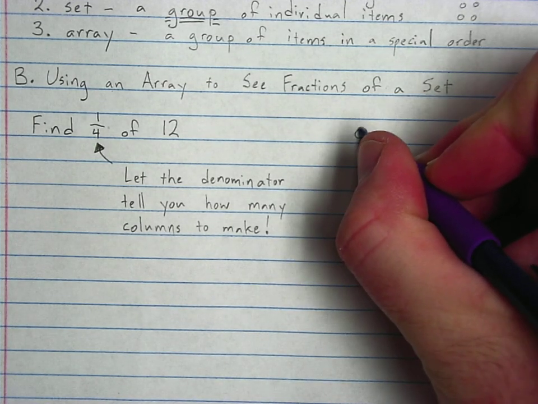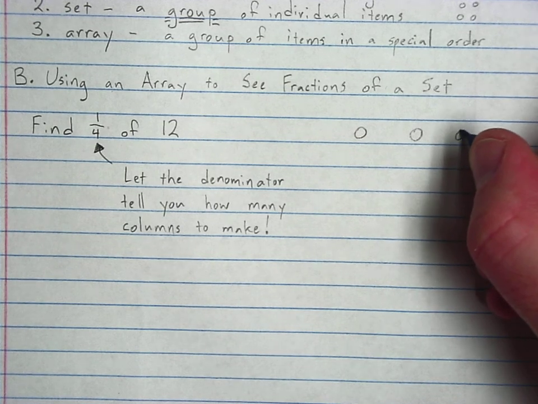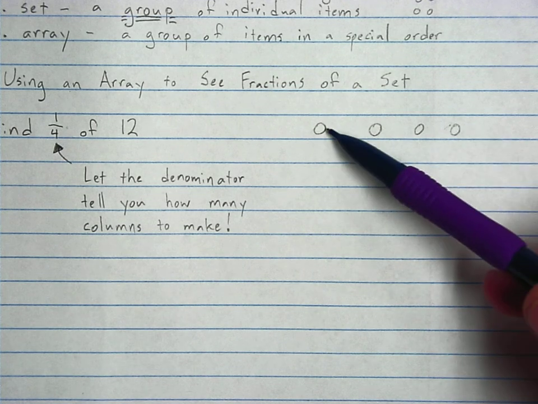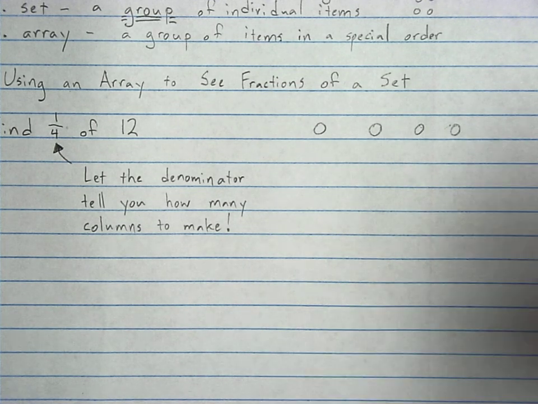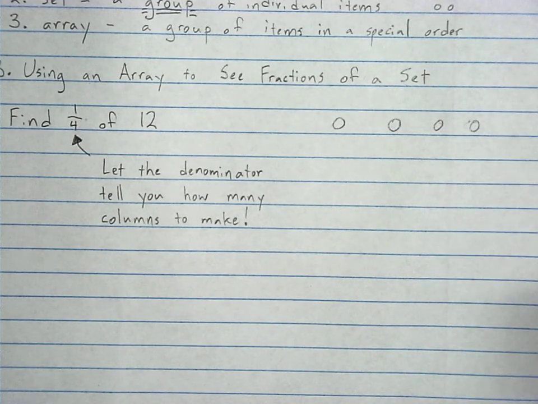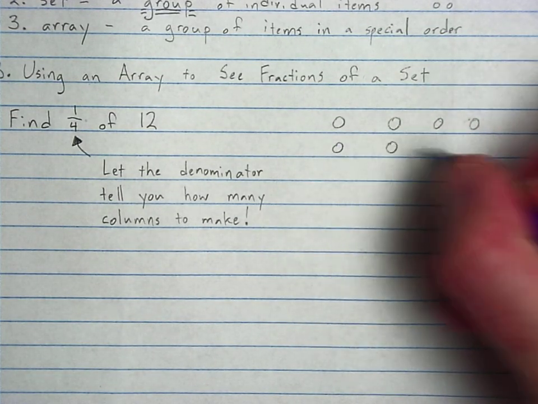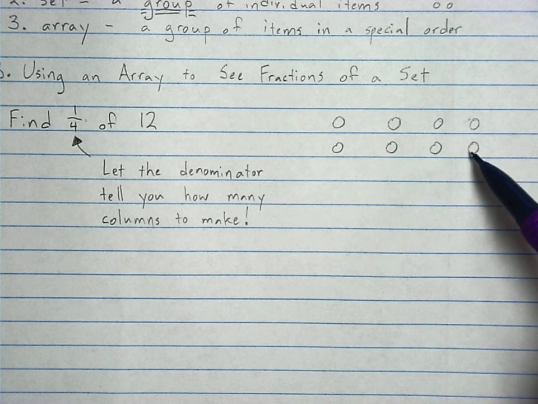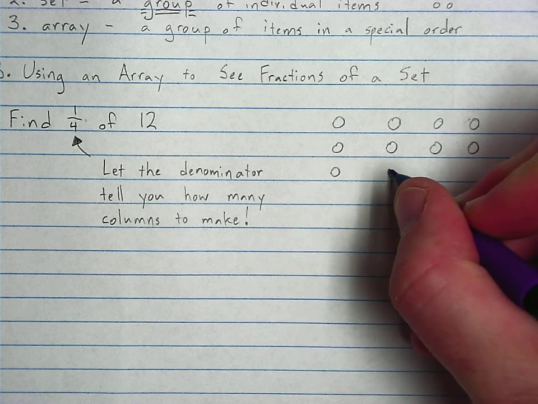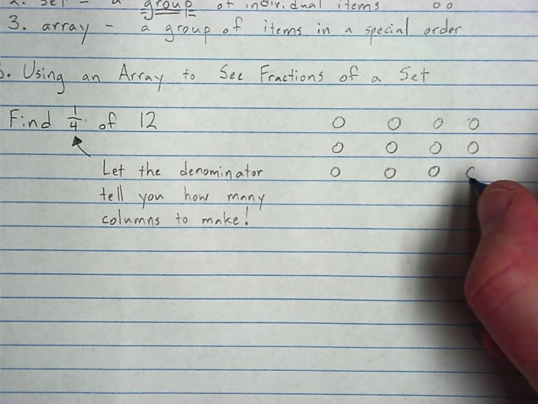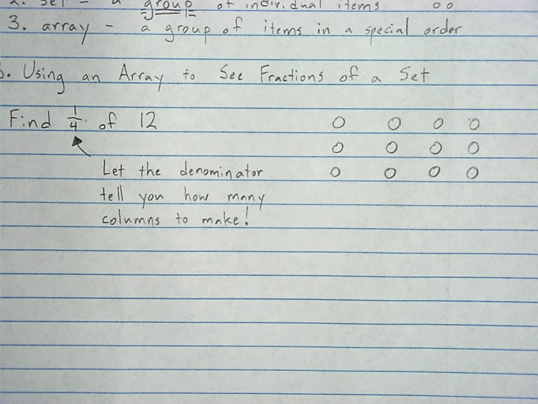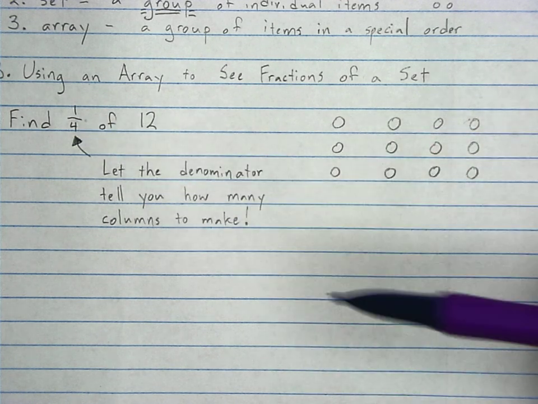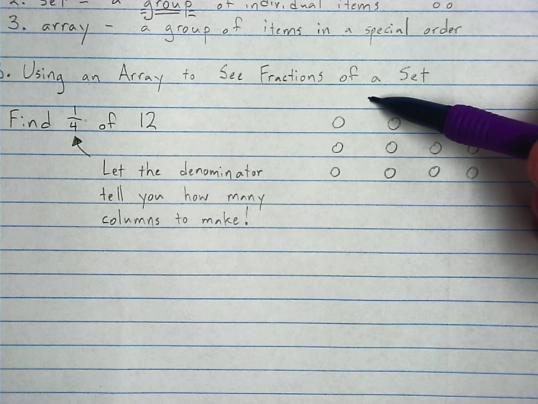I'll put one item here, one item here, one item here, and one item here. So there's my 4 columns, 1, 2, 3, 4. Now that's only 4 of the total 12, so obviously I have some more drawing to do. 1, 2, 3, 4, 5, 6, 7, 8, 9, 10, 11, 12. Okay, there's my 12. There's my total. The reason I use the denominator to tell me how many columns is because now I can split it into columns.